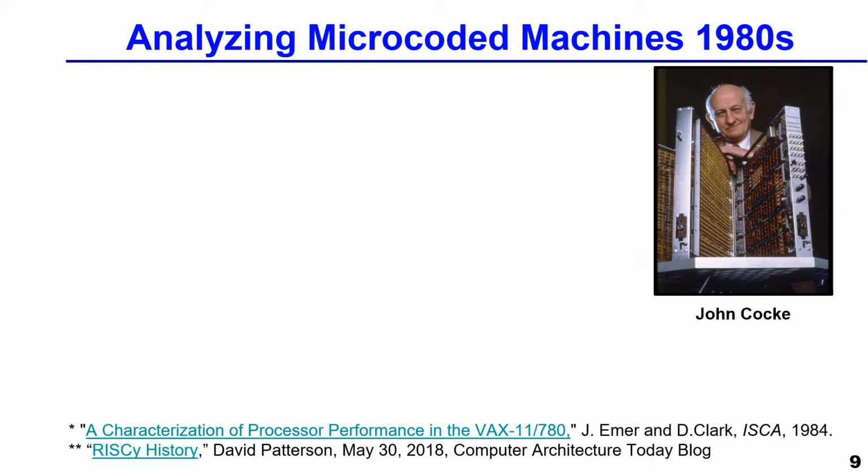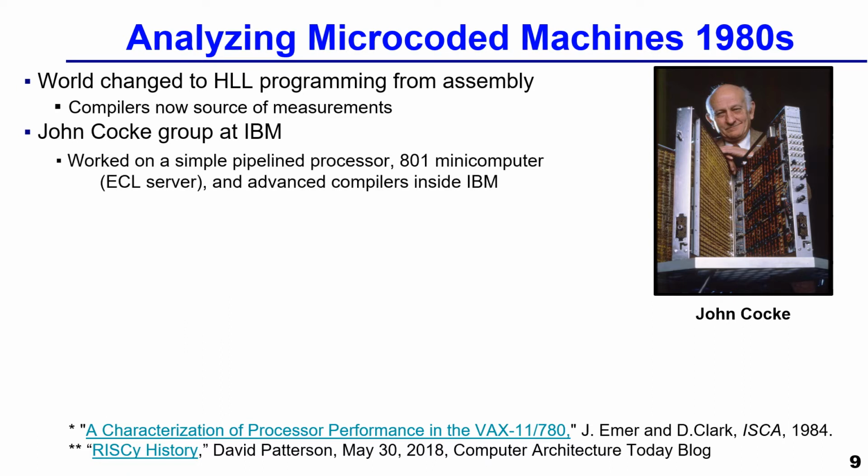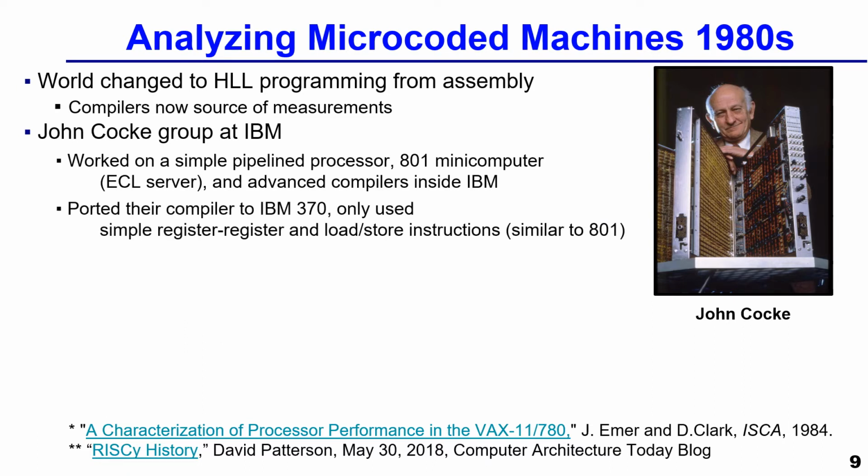All right, so now let's start analyzing these microcoded machines that have these instruction set interpreters in it. This is a picture of John Cocke. He's the 4th person to win the Turing Award from architecture.